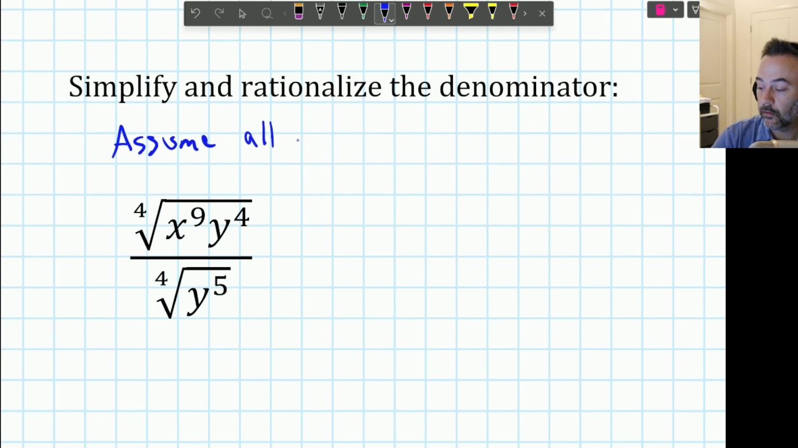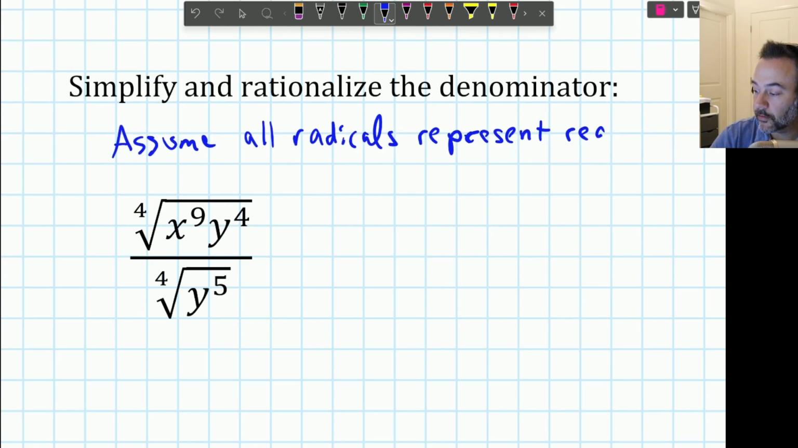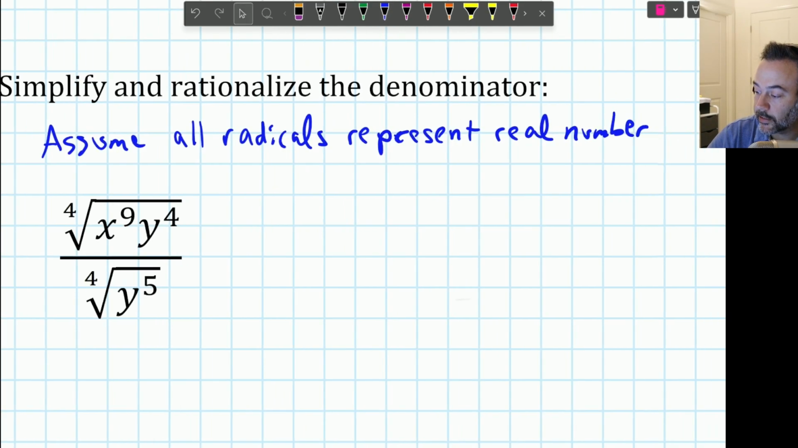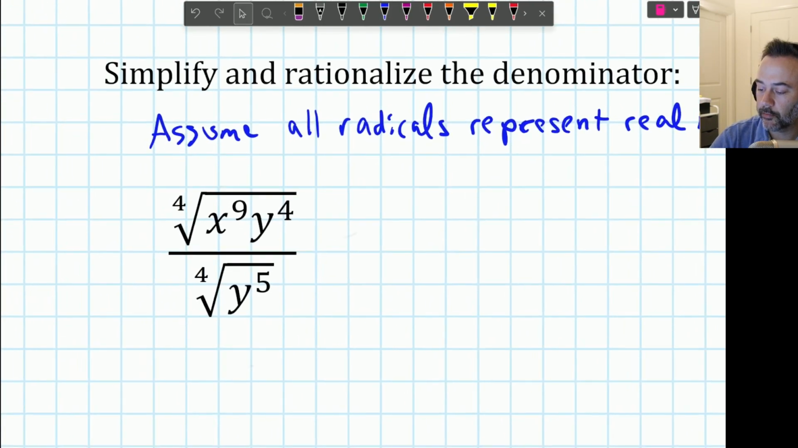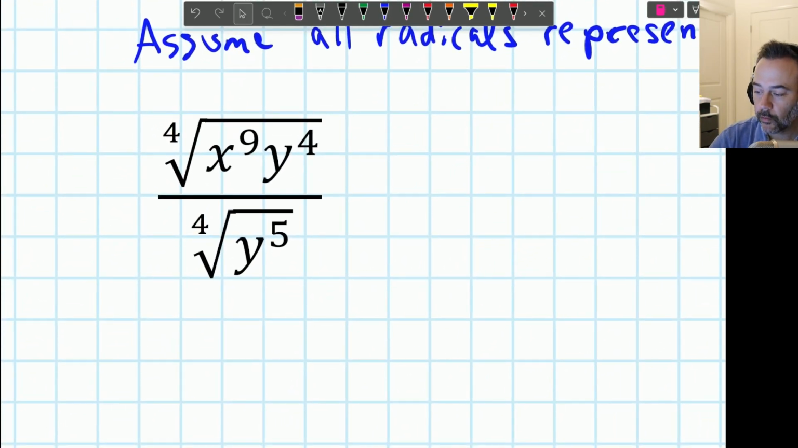all radicals represent real numbers. I'm going to emphasize this in our upcoming lessons. Assume this represents real numbers. Okay, well, what does that mean? Well, can you see that?